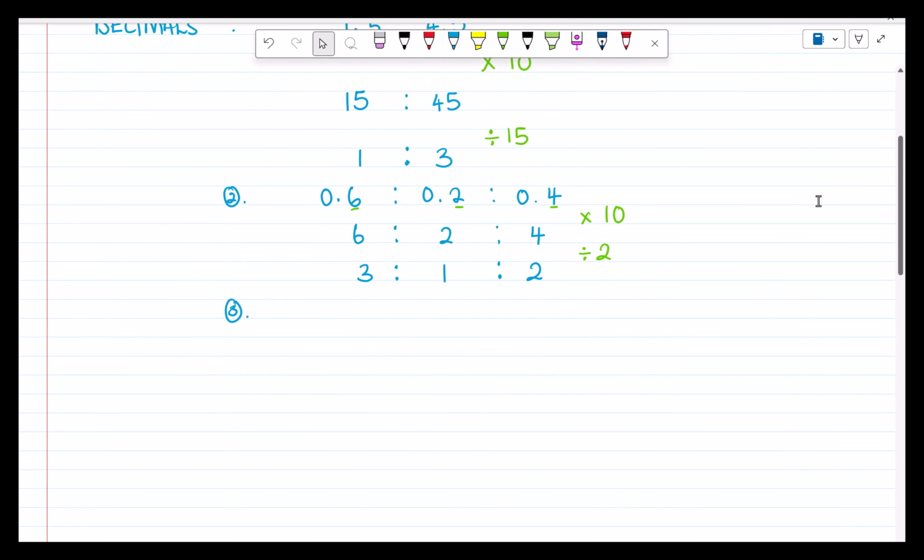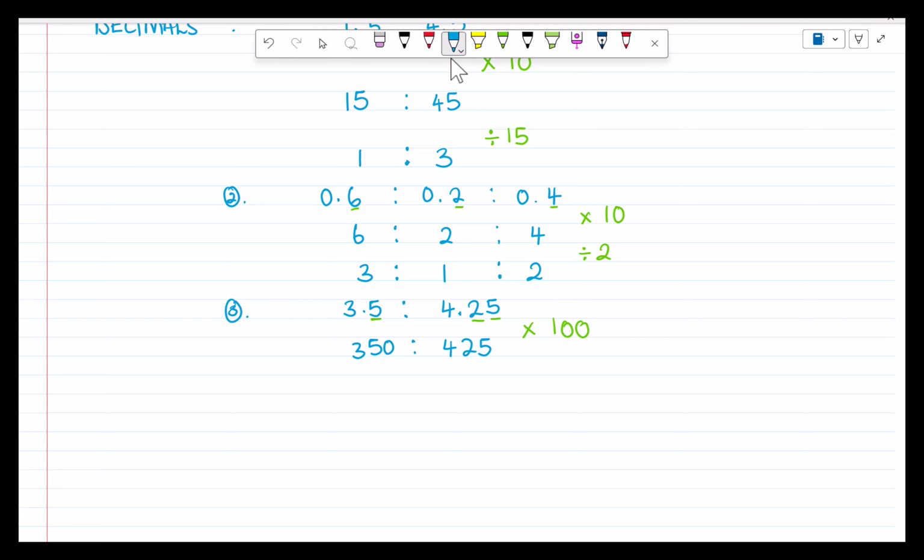And lastly, the third example, whereby we have a decimal with at least 2 digits after the decimal place, and that is 3.5:4.25. The first step is always to get rid of the decimals. So we're going to look at the number of digits after the decimal point. In this case, we only have 1, and we have 2. Hence, we're going to multiply both by 100 to get rid of the decimals. By so doing, 3.5 times 100 gives us 350, and 4.25 times 100 gives us 425.